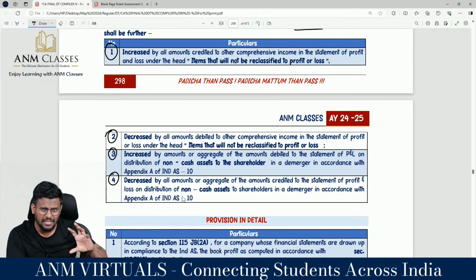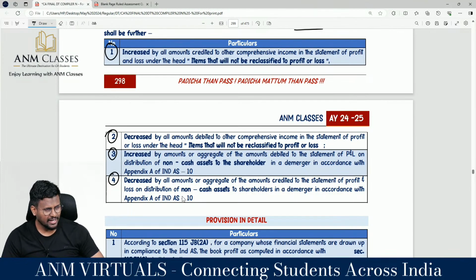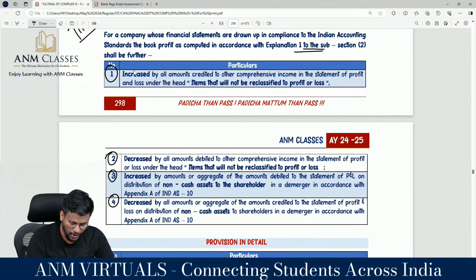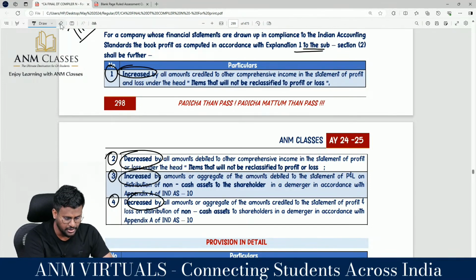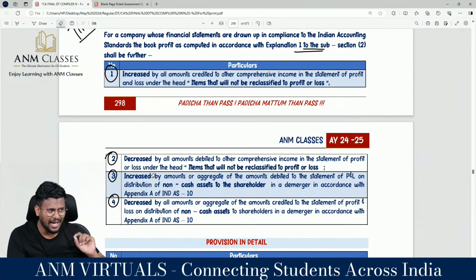That means nothing we have learned needs to be thrown away. How we find out the book profit under 115JB subsection 2, let that stand there. We reached a book profit there, and with the same book profit we have to make 4 adjustments. Number 1, you have to increase, you have to decrease, you have to increase, you have to decrease. That means if you add one item, you have to reduce the corresponding item if it is in the P&L account.